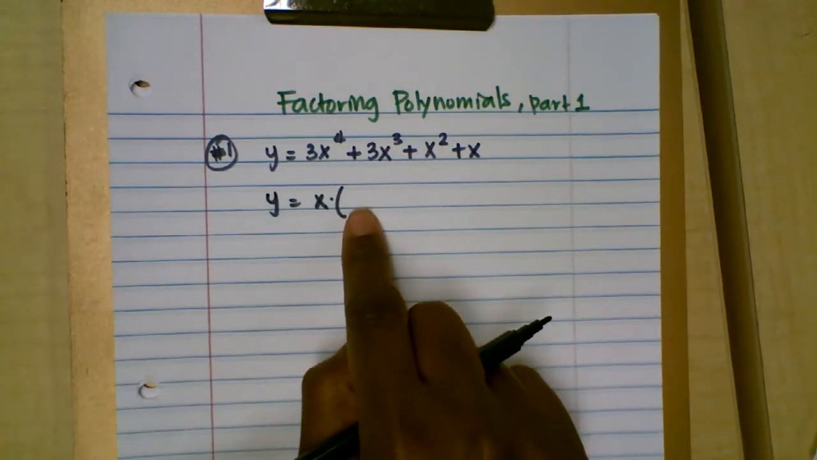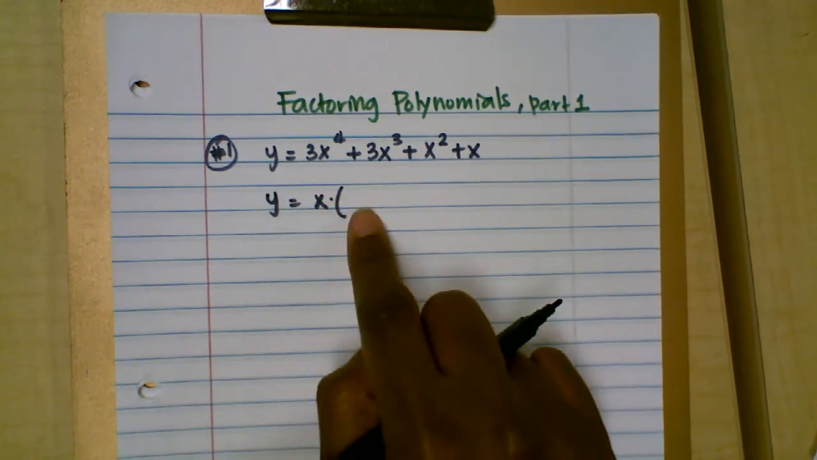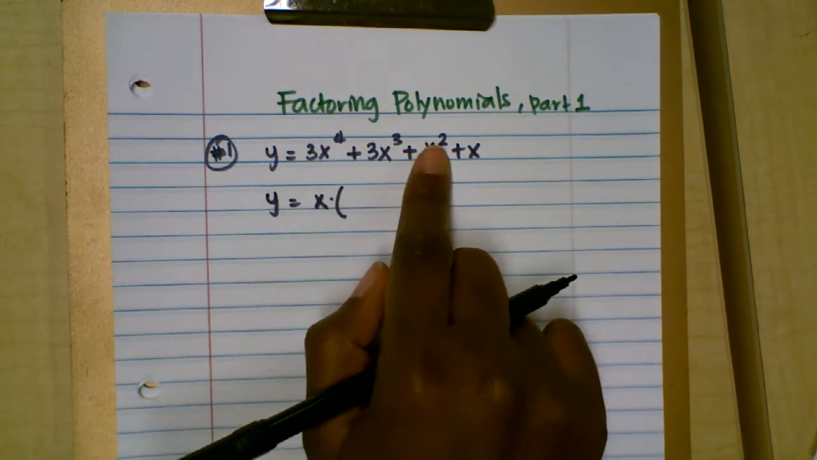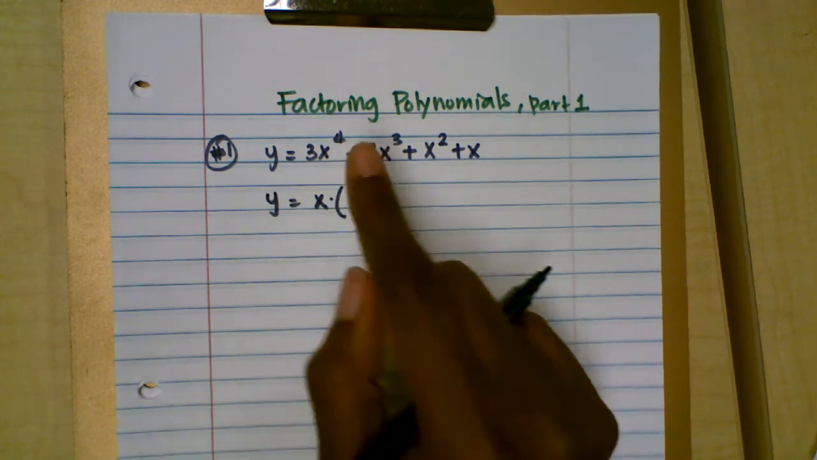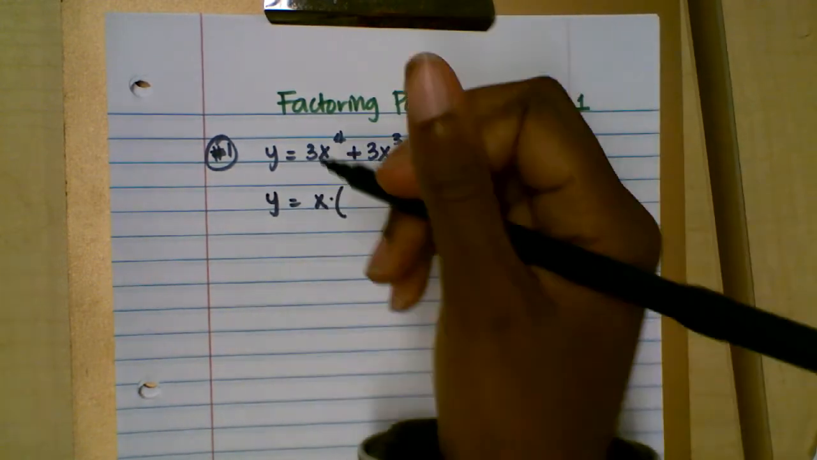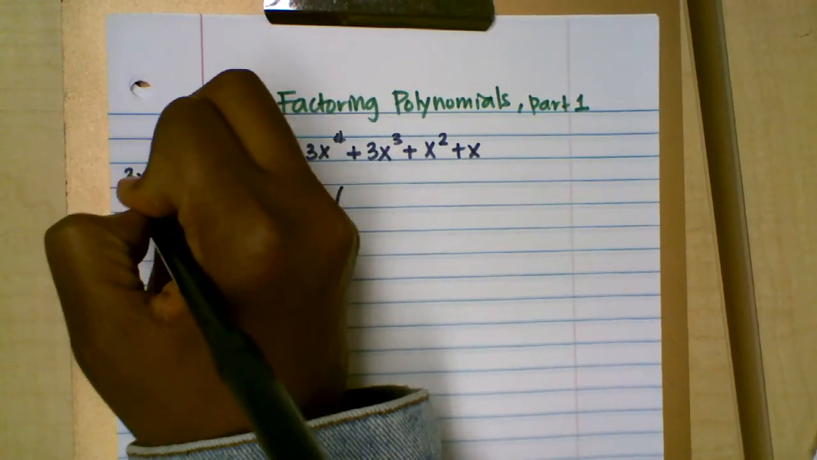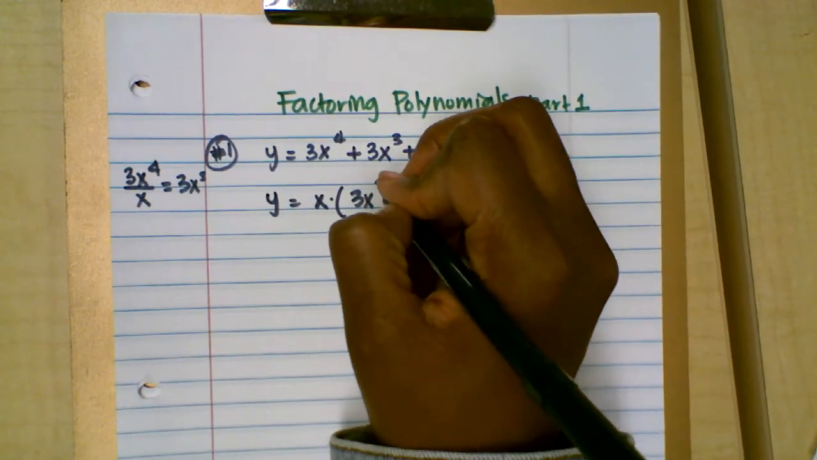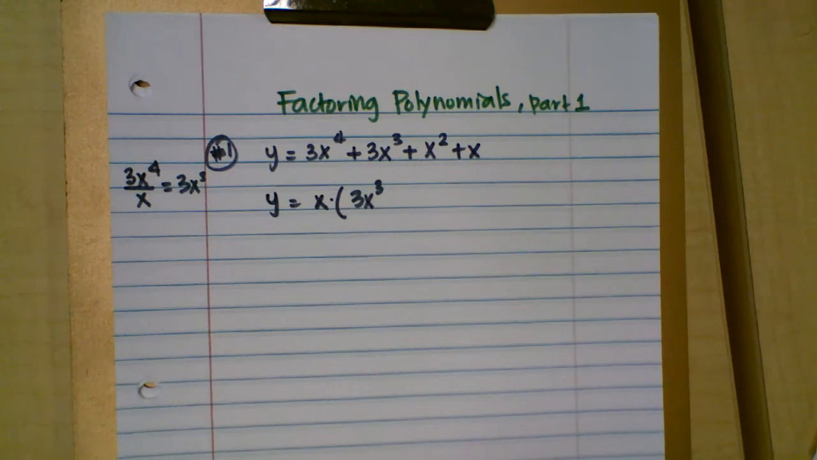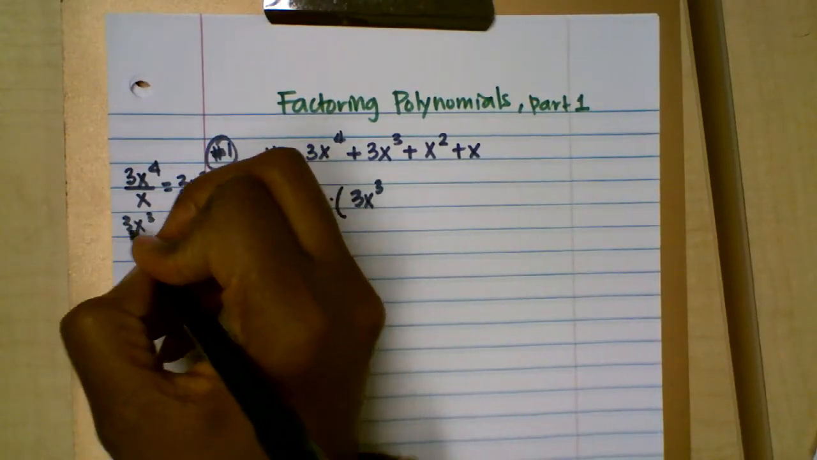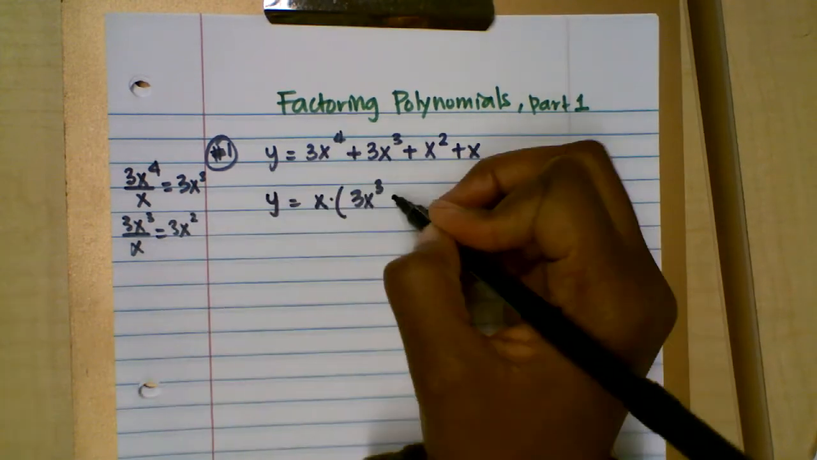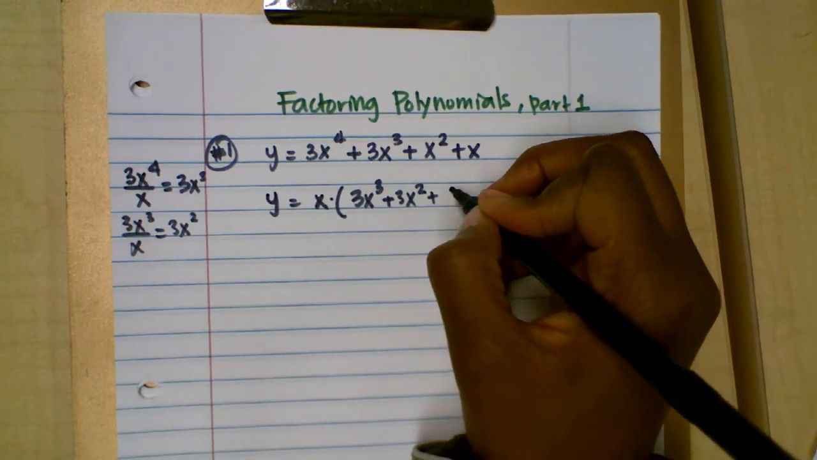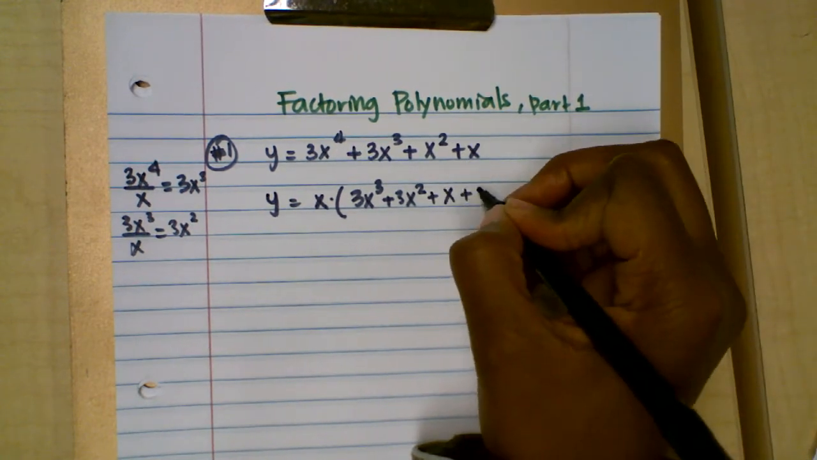So what am I going to write inside the parentheses after pulling out the x? I'm going to take each term and divide it by x, or basically take the exponent and subtract 1. That's what division by x does. 3x to the 4th power divided by x will give me just 3x cubed. Now 3x cubed divided by x will give me 3x squared, so it should be plus 3x squared. And x squared divided by x will give me plus 1x. And x divided by x will give me just 1.